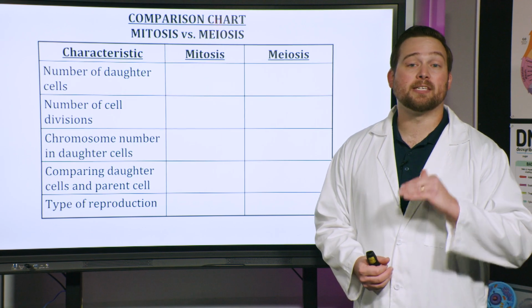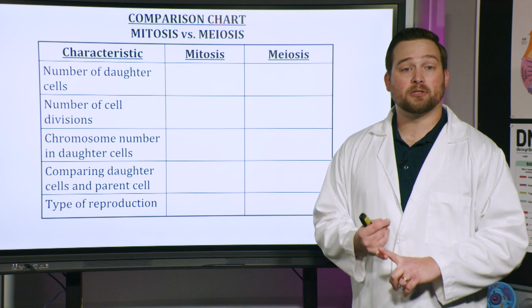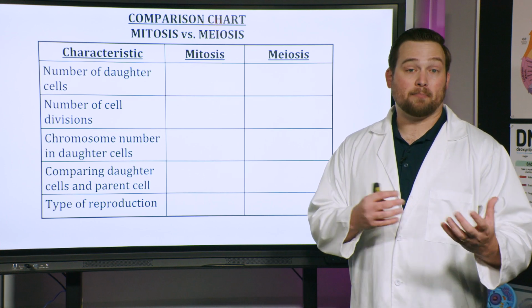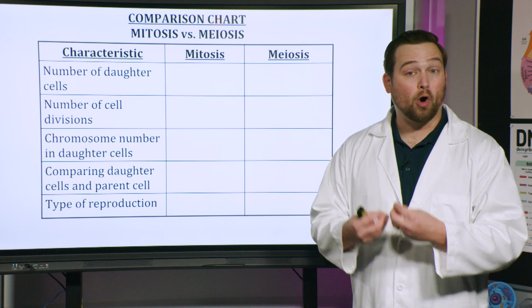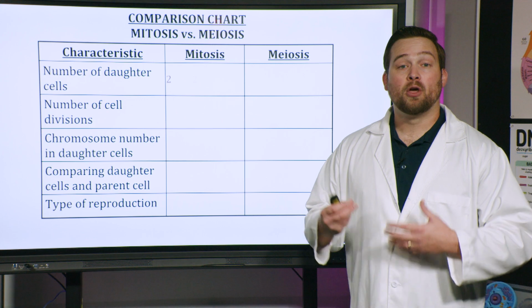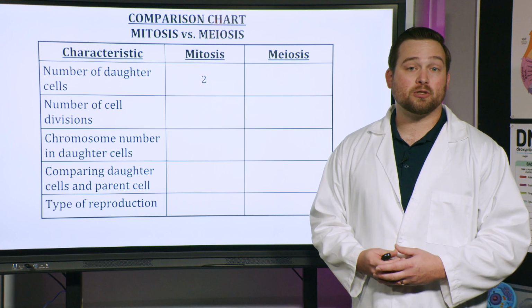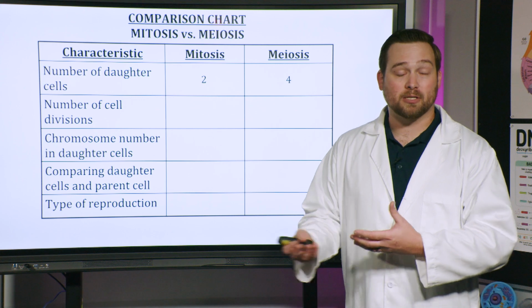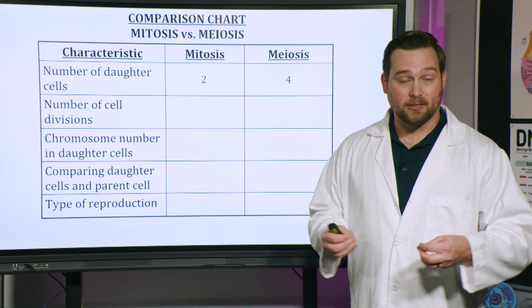Okay, these are the key differences that we want to focus on. So first of all is the number of daughter cells. In mitosis and meiosis, we start with one cell, but how many do we end with? In mitosis, we're going to end with 2 cells, but in meiosis, we're going to end with 4 cells. So we actually make more cells through meiosis, but that's because we're dividing twice.